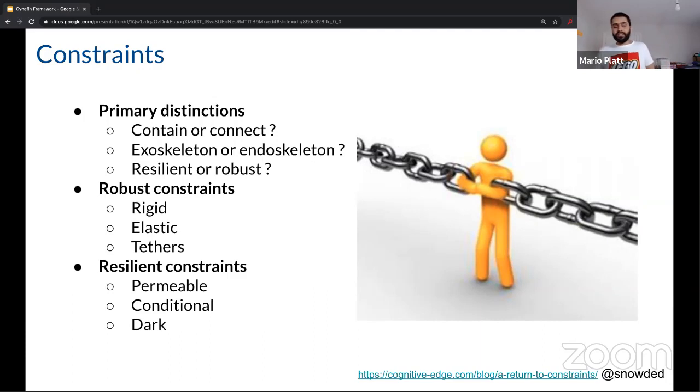We also have resilient constraints. These are permeable. These are contingent, so some things get through them and other things won't. In cyber, an example could be where we allow rules to be broken under heuristic control.